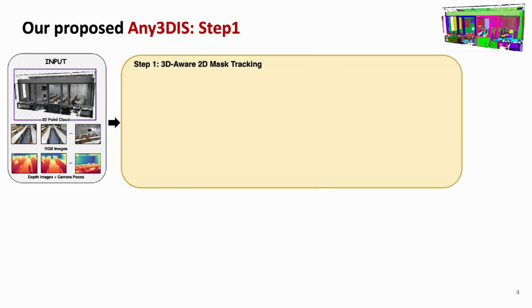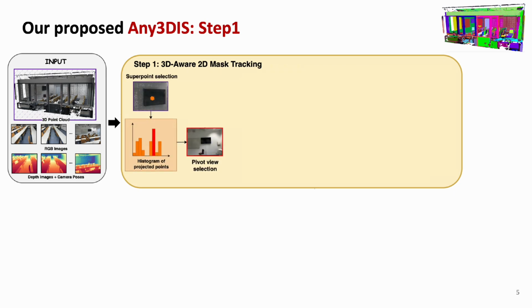Our Any3DIS consists of two main steps. Our first step, 3D-aware 2D mask tracking, incorporates geometric cues from the point cloud to improve the robustness and accuracy of 2D mask tracking across views.